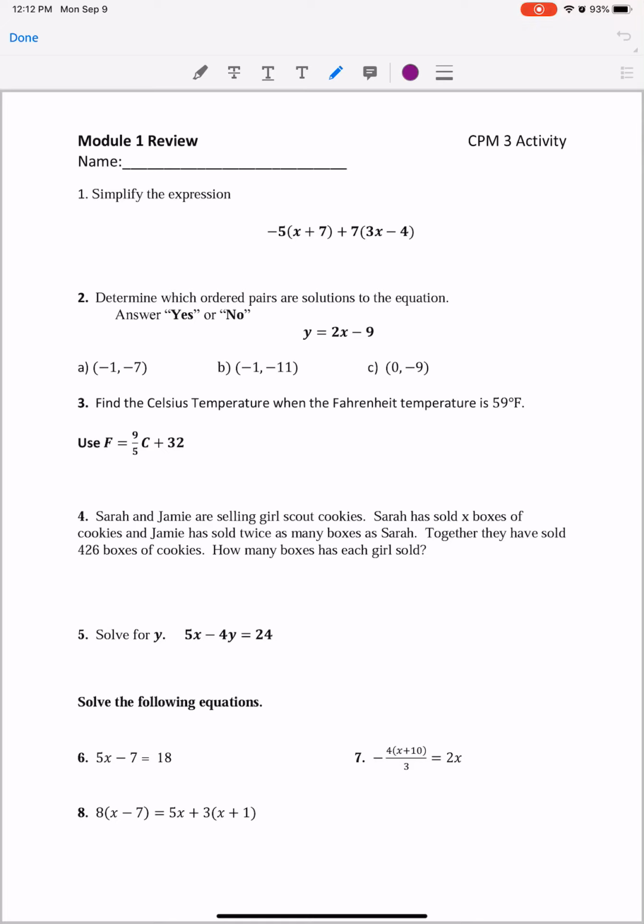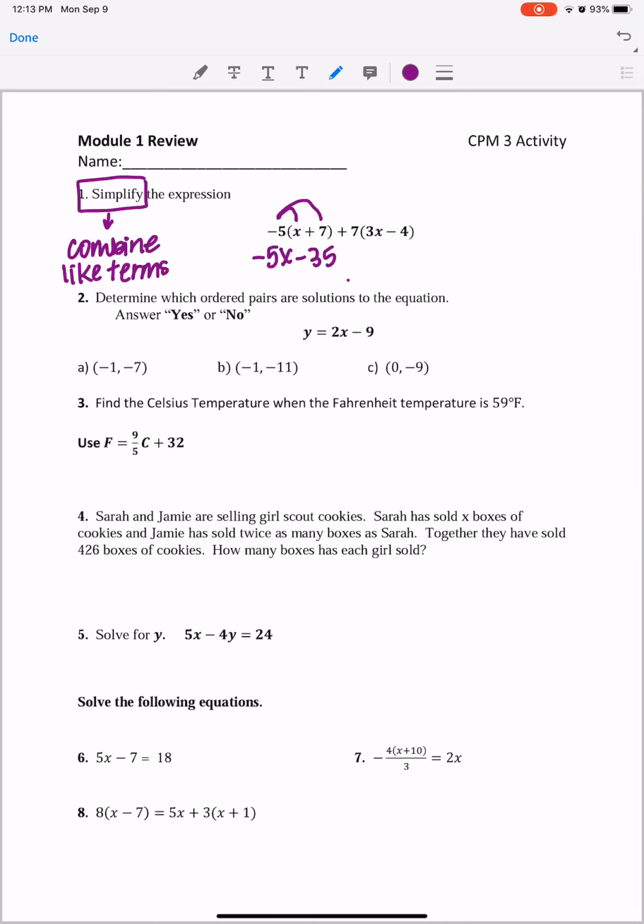Number 1, we're simplifying the expression. When it says to simplify, that means pretty much combine like terms. We can't solve anything here. So, before we can combine, we need to distribute. 5 times x gives me negative 5x. Negative 5 times 7 gives me a negative 35.